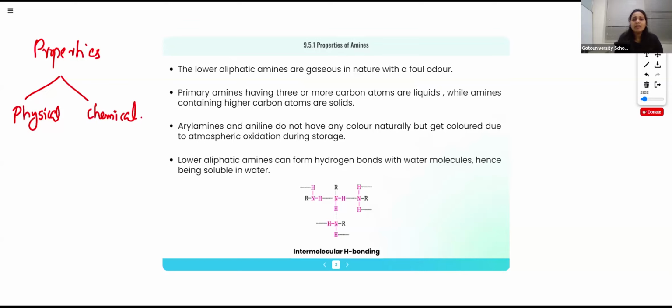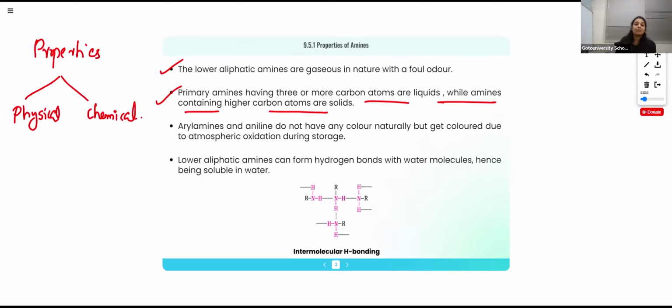The lower aliphatic amines are gaseous in nature with foul odor. First point, amines normally do not have a very good smell. They have a bad odor. Primary amines having 3 or more carbon atoms are liquids, while amines containing higher carbon atoms are solids. The same thing we discussed in the previous chapter.